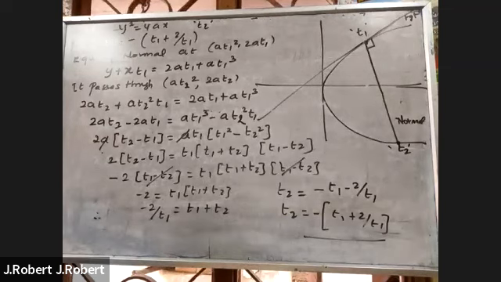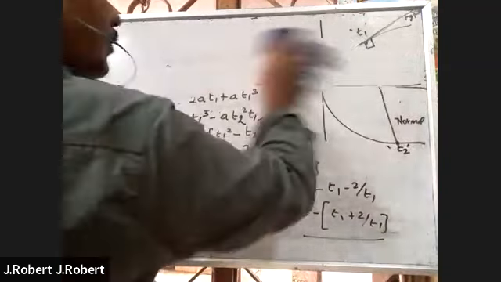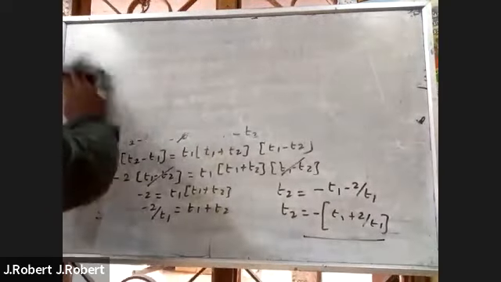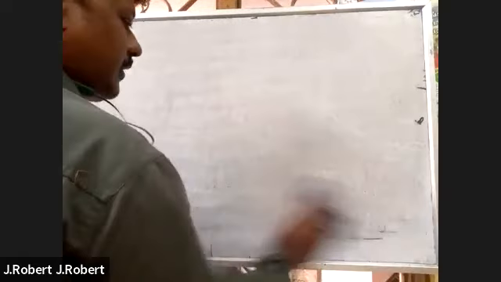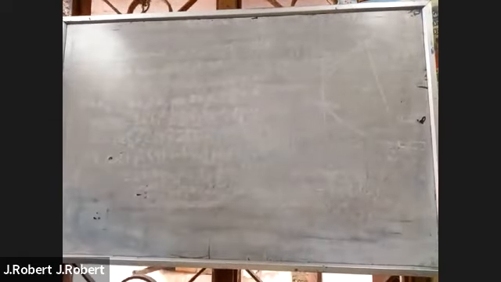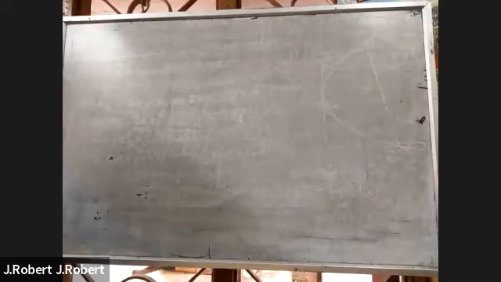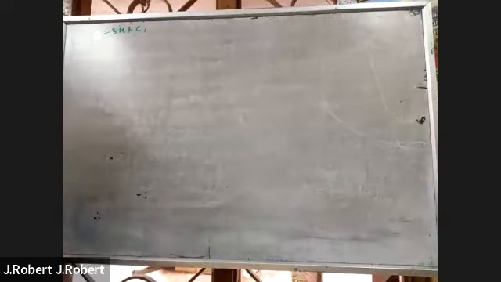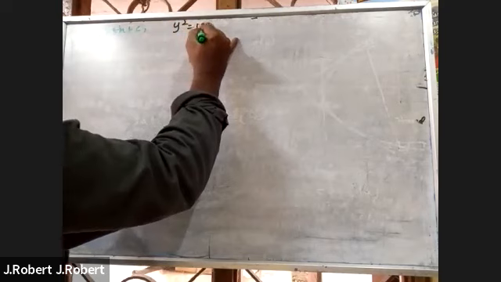Next one, please take down the last problem. With this, we'll stop today. If the line y equals to 3x plus c touches the parabola y squared is equals to 12x.